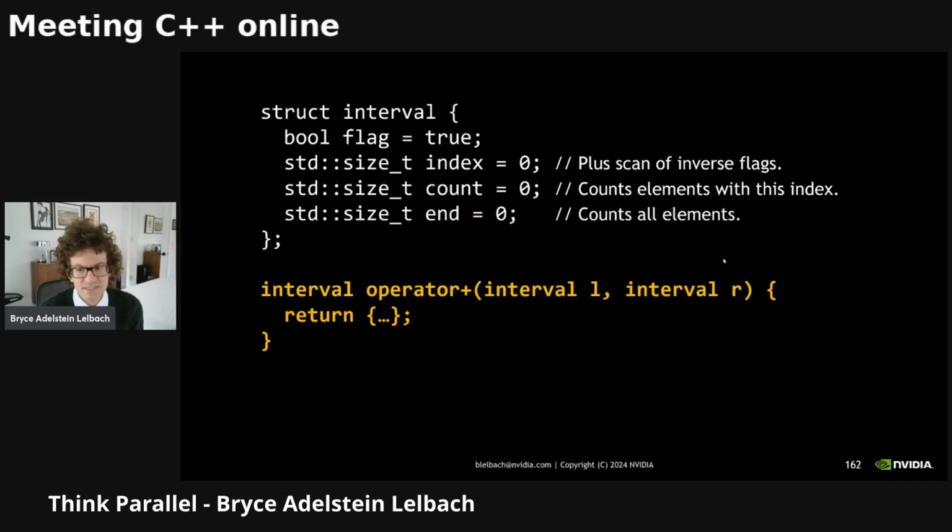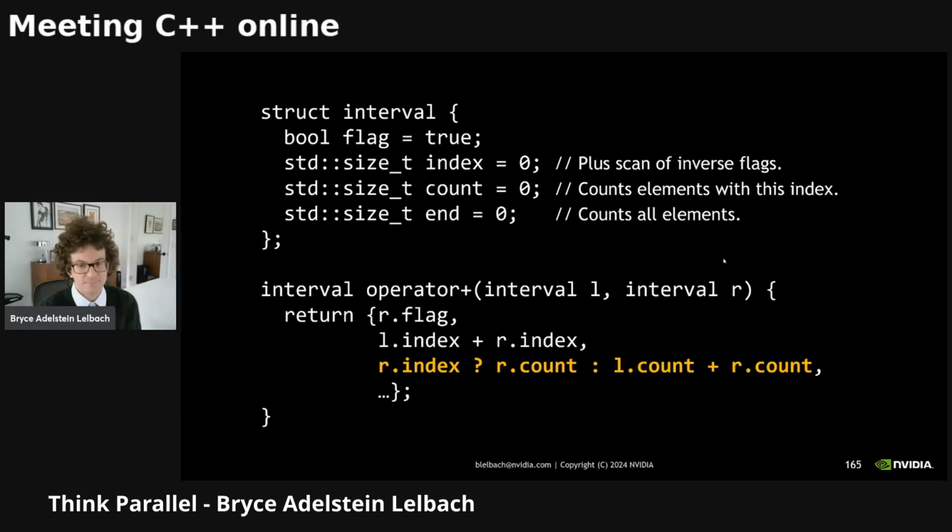So next, we need to define how we sum intervals. Think of an interval as an aggregate of three summed components: index, count, and end. So its sum operation must perform three separate but related sums. We don't sum flag. Flag is set by the comparison during the initialization of the range of intervals. When adding two intervals, we always take the flag from the right. Index is initialized to the inverse of flags, and then we just plus scan it.